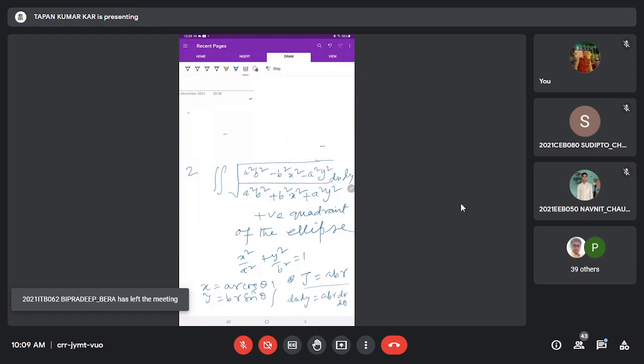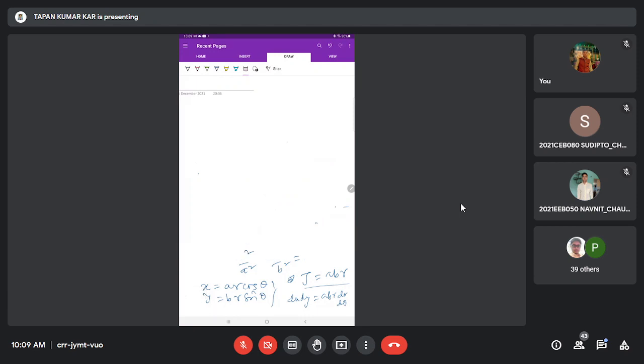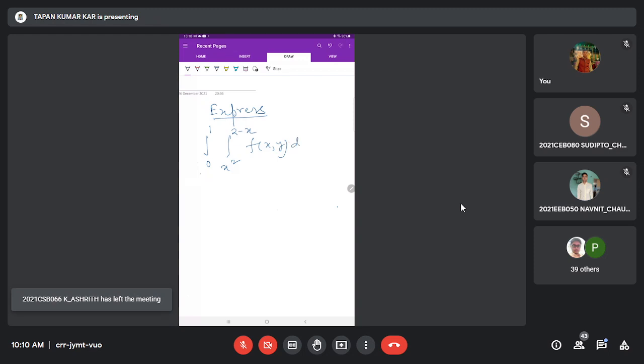Okay, so next example. Express integral from 0 to 1, x square to 2 minus x, f(x,y) dy dx as a sum of two double integrals.